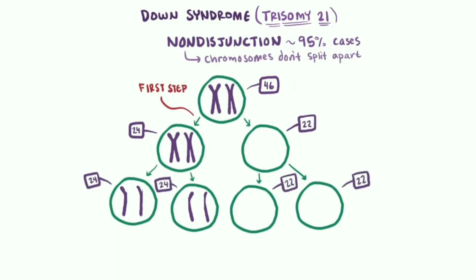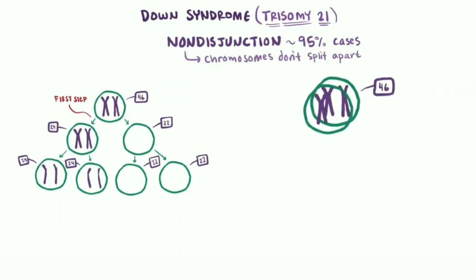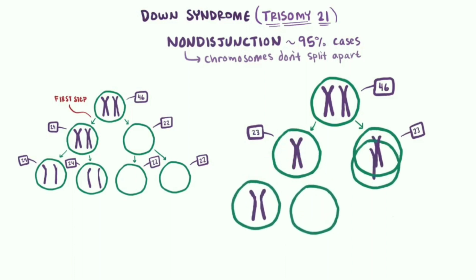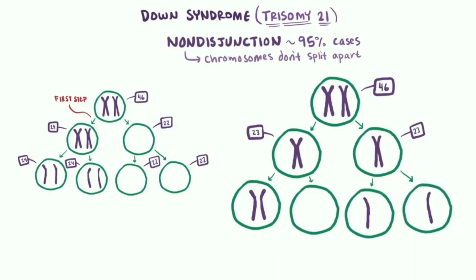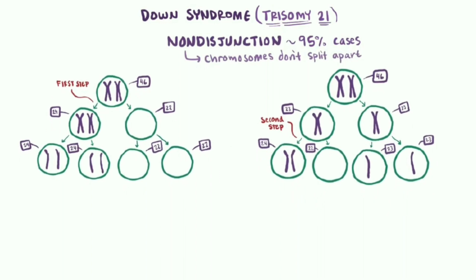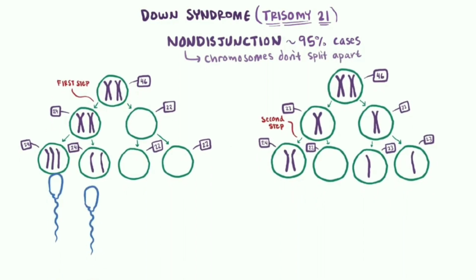Non-disjunction can also happen in the second step though. So the first step goes fine, both cells have a chromosome, but if they do not separate apart in the second step, then the final result is one cell with an extra chromosome, one cell missing a chromosome, and two with the right number of chromosomes. Now, if a sperm cell combines with any of these that have a duplicate of chromosome 21, then the combined cell will have one extra copy of the chromosome, in other words 3 chromosome 21s, or trisomy 21.